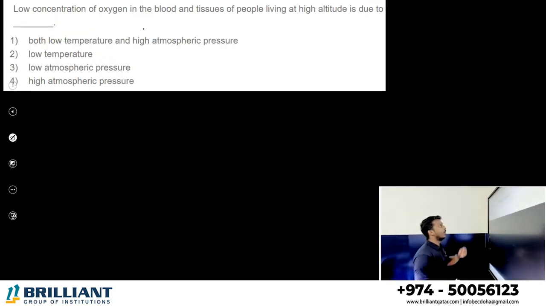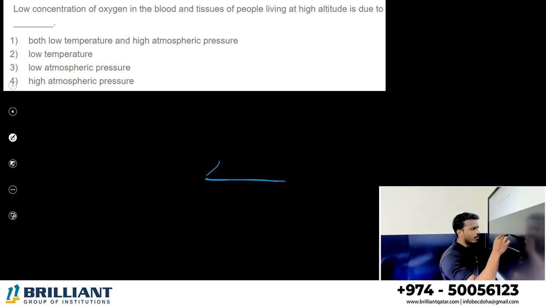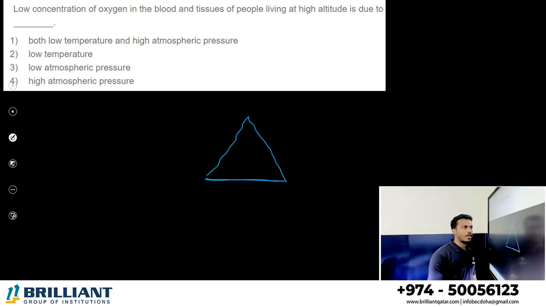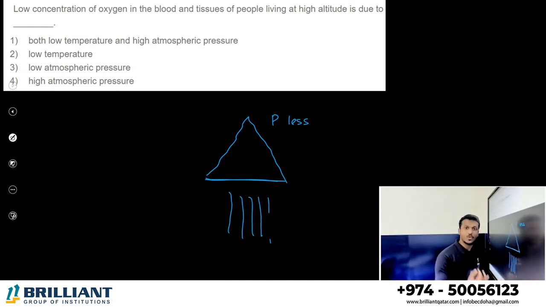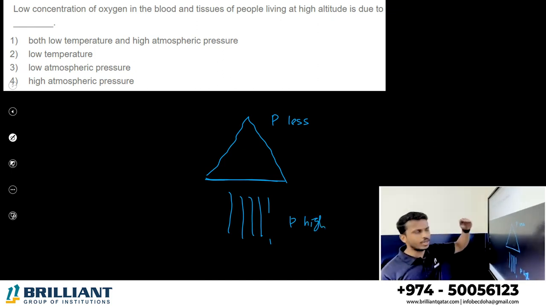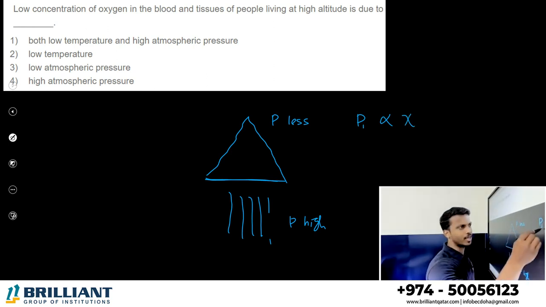Next, you go see, low concentration of oxygen in the blood and tissue of people living at a high altitude is due to. We studied that. This is our ground level earth. If you are climbing a mountain at a high altitude, pressure is very less. When you go down, like scuba divers in the sea, pressure is very high. So at a high altitude, pressure is lesser. According to Henry's law, pressure is directly proportional to its mole fraction.